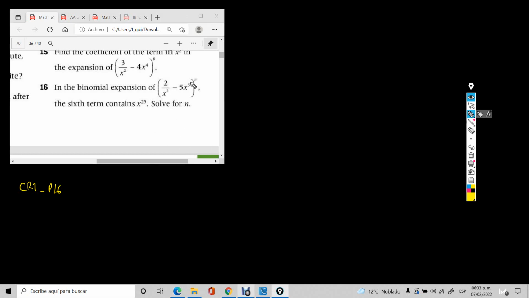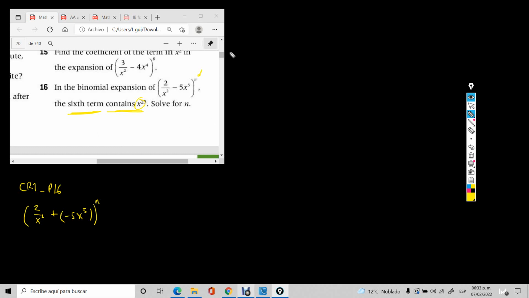Okay, so let's see, guys. We don't know what this exponent is. We don't know that. Let's write the binomial: 2 over x squared plus minus 5x to the 5, to the n. Okay, perfect. And we know that the sixth term contains this variable part, x to the 25.